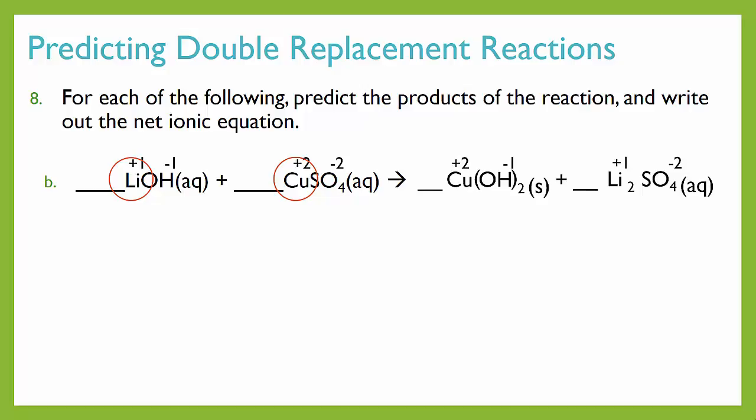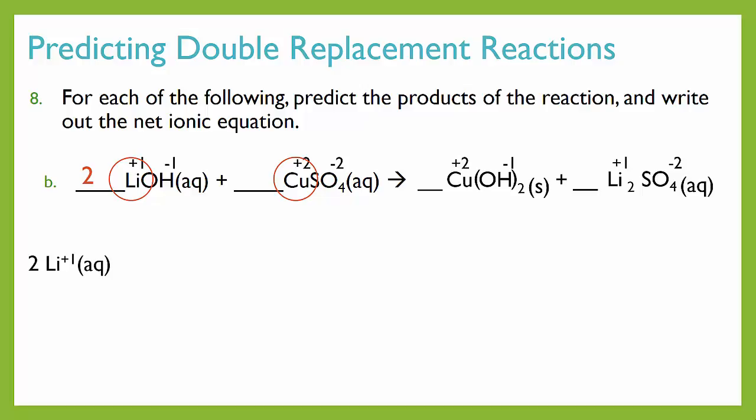We can go ahead and balance this. So I'm going to start by putting a 2 in front of my lithium hydroxide. That gives me 2 hydroxides on each side of the formula, as well as 2 lithiums on each side of the formula. I already have 1 copper and 1 sulfate on each side, so now I'm balanced.